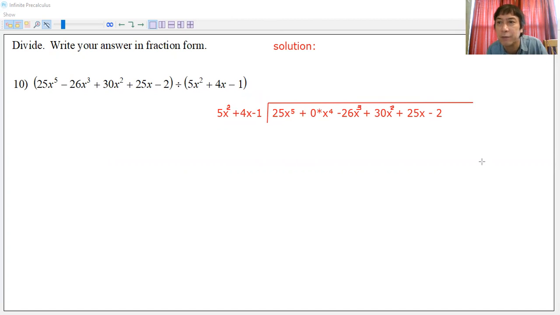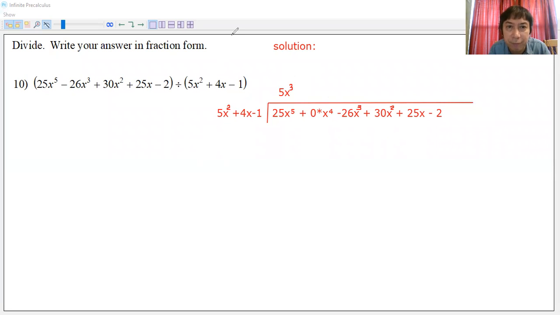First term of the dividend divided by the first term of the divisor, leftmost. 25x to the fifth divided by 5x squared. That should be 5 for the number. x to the fifth divided by x squared is x cubed. So we have x cubed there. So this must be to the third power. Now you're done with divide. We'll be doing the multiplication process.